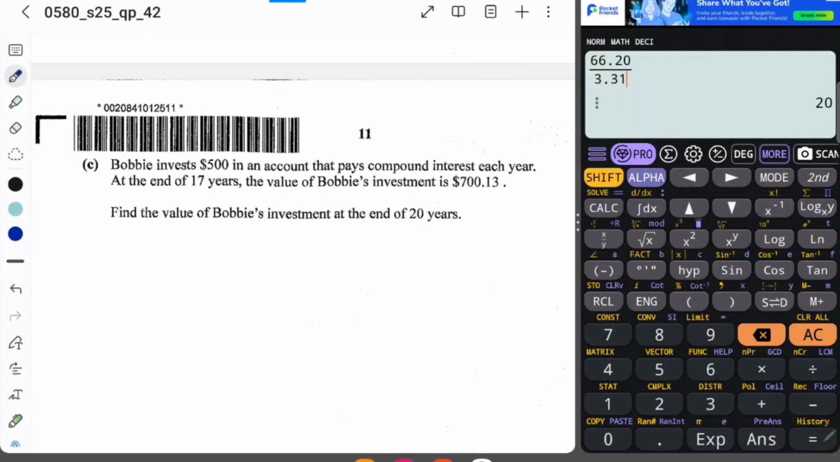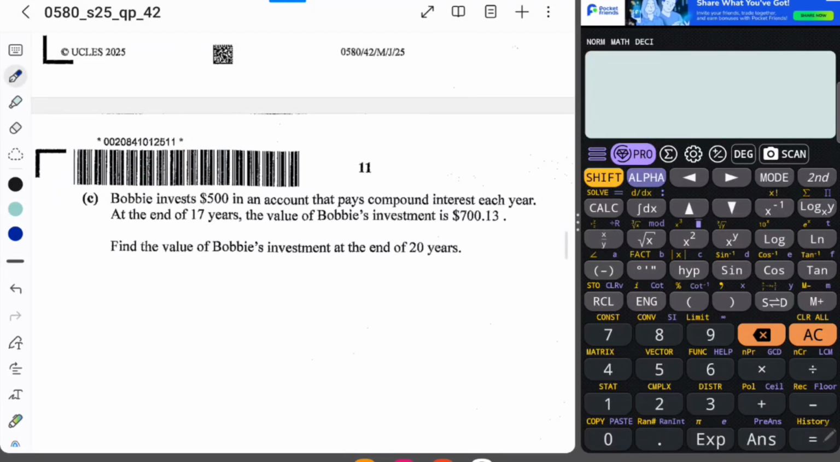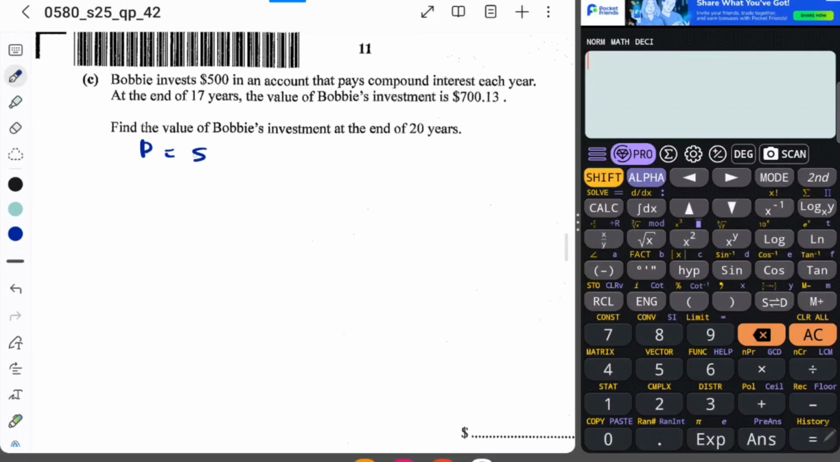All right, now part C. Bobby invests $500 in an account that pays compound interest. The simple interest is I equals PRT upon 100, and for compound interest, the amount equals P times (1 plus R over 100) to the power n. At the end of 17 years, the value of Bobby's investment is 700.13, which means it's the amount. Find the value of Bobby's investment at the end of 20 years. So your principal is $500, and the rate is not given here, so we need to find the rate to get the value for 20 years.